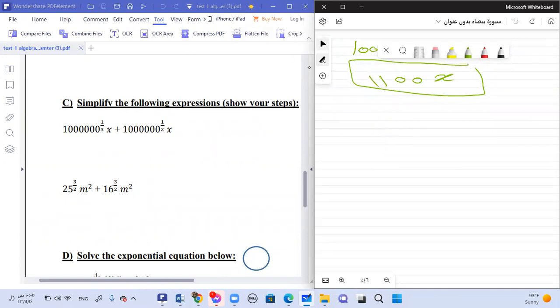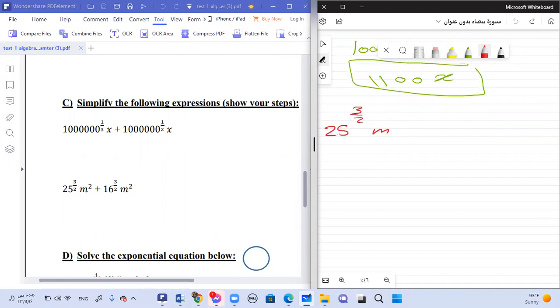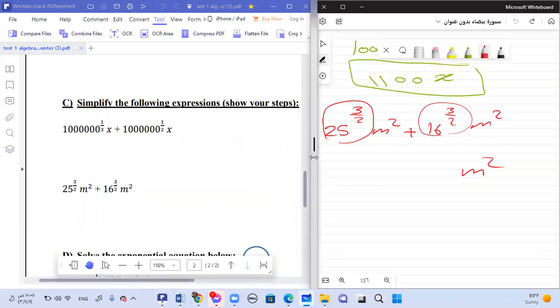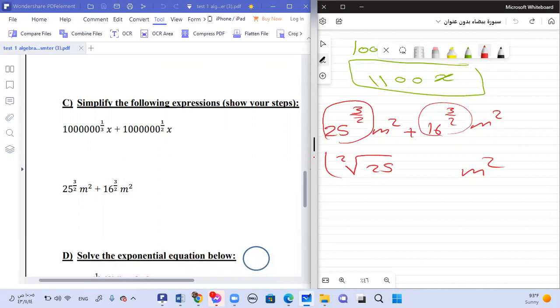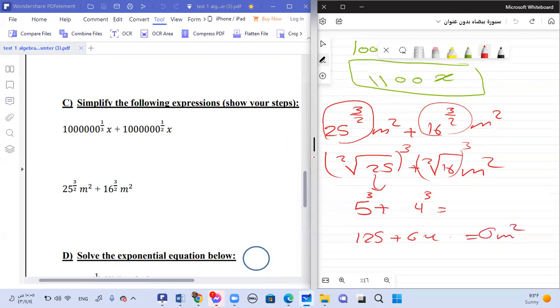Okay, you can solve using the calculator. 25 to the power of 3 over 2, m squared, plus 16 to the power of 3 over 2, m squared. We add this part on the calculator and write the answer with m squared. Without the calculator: square root of 25, all to the power of 3, plus square root of 16, all to the power of 3. 5 cubed plus 4 cubed, 125 plus 64, added together, we write 189 m squared.